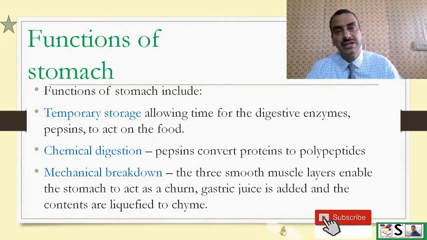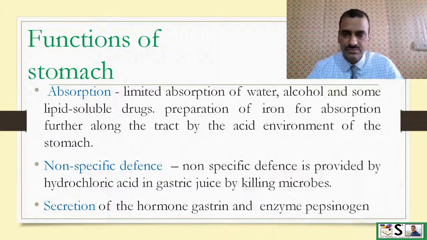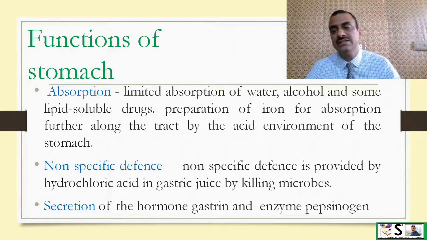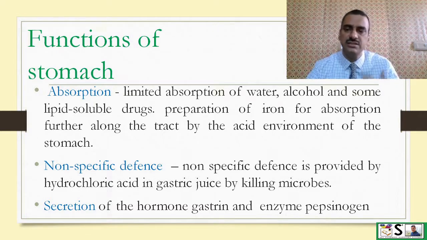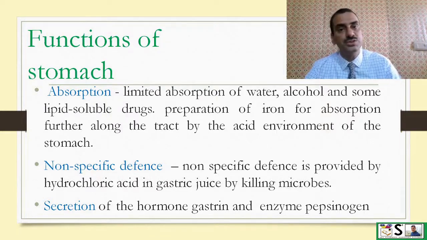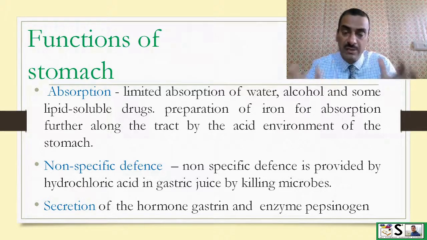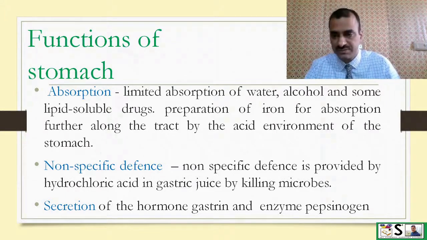Next function is mechanical breakdown. The three muscular layers enable the stomach to act as a churn. Gastric juice is added to the contents which liquefy it to the chyme. Absorption. Some absorption of water, alcohol and some lipid soluble drugs takes place in the stomach. Preparation of iron for absorption further along the tract by the acidic environment of the stomach takes place. So these two or three functions related to absorption also happen in the stomach.